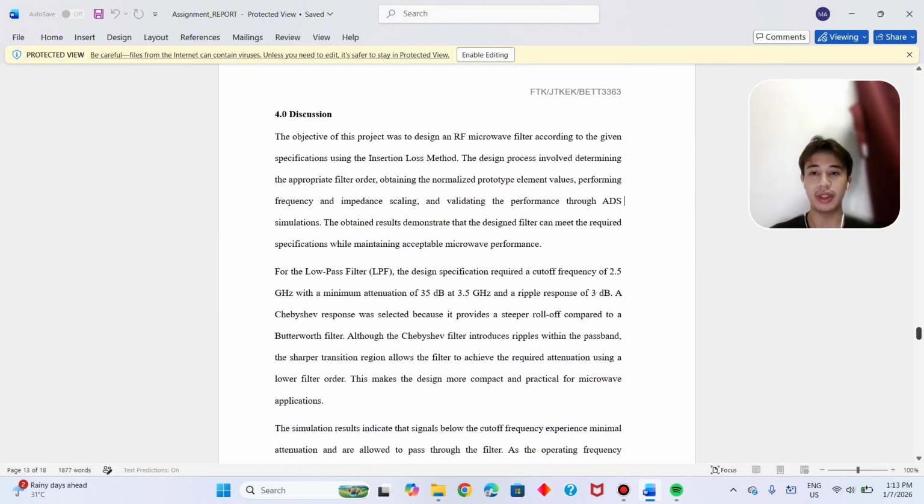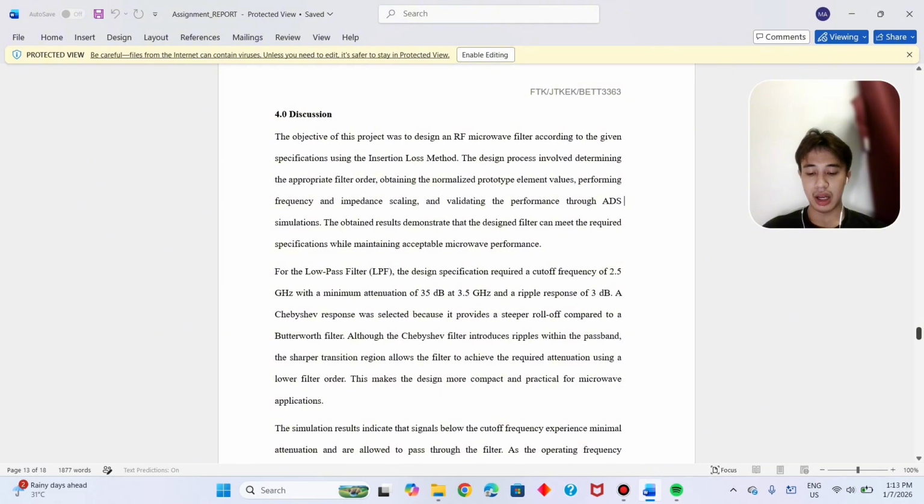I will present the discussion of our RF microwave filter project. Our objective was to design a microwave filter that meets the required specifications using the insertion loss method. After completing the calculation and ADS simulation, the filter achieved the required performance.